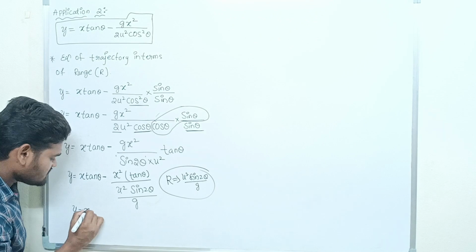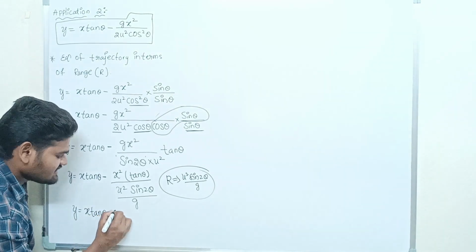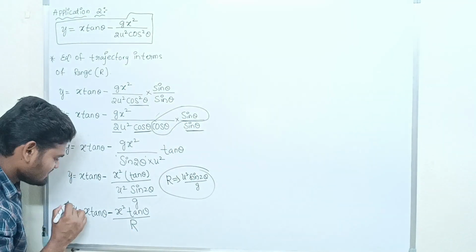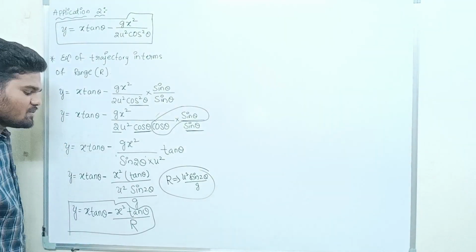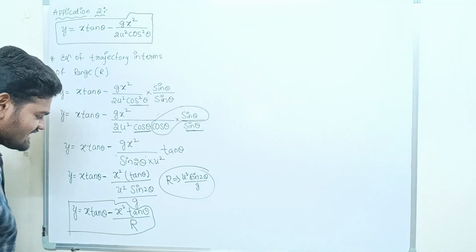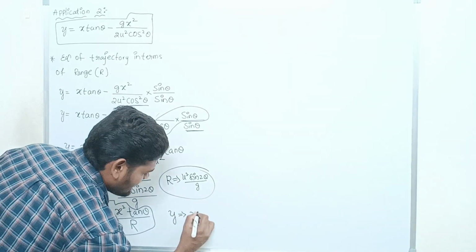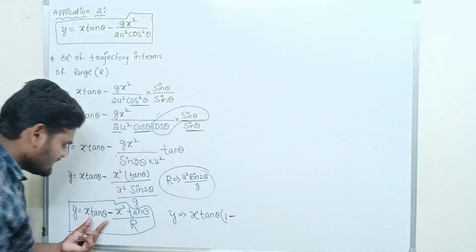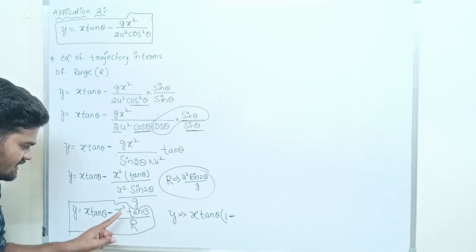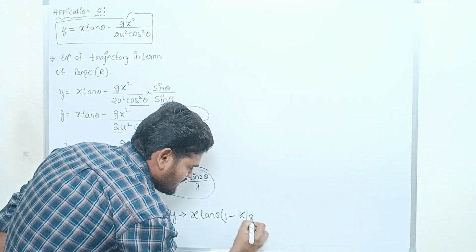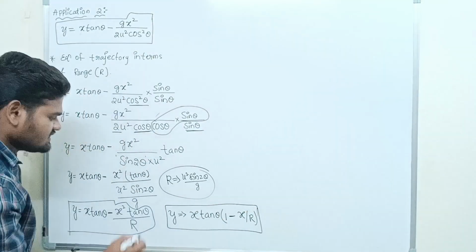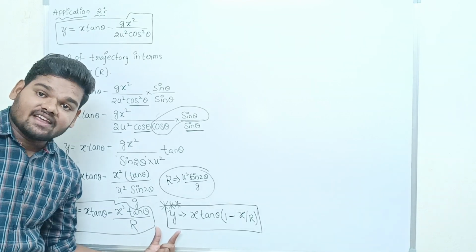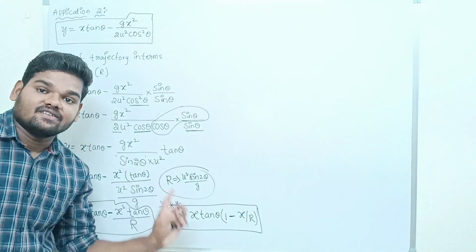So you will get y is equal to x tan theta minus x square tan theta divided by range R. So this is the equation of trajectory in terms of range. Okay, right. So I'm just taking the common x tan theta. If I take common x tan theta, here you will get 1 minus, one more x is there, so x divided by R. So this is also the equation of trajectory in terms of range: y is equal to x tan theta bracket of 1 minus x by R.